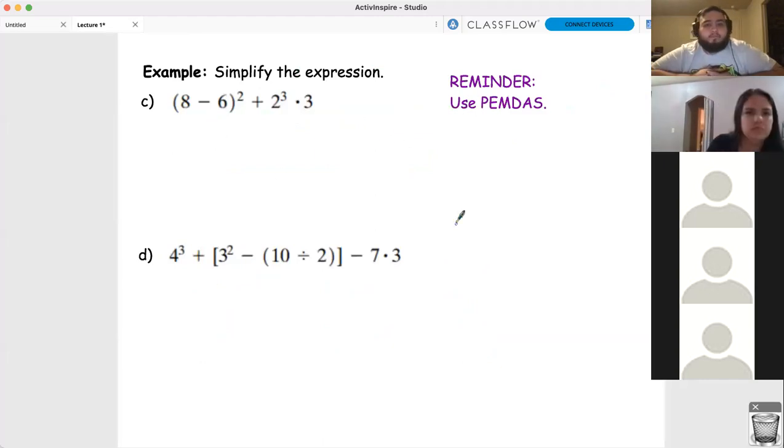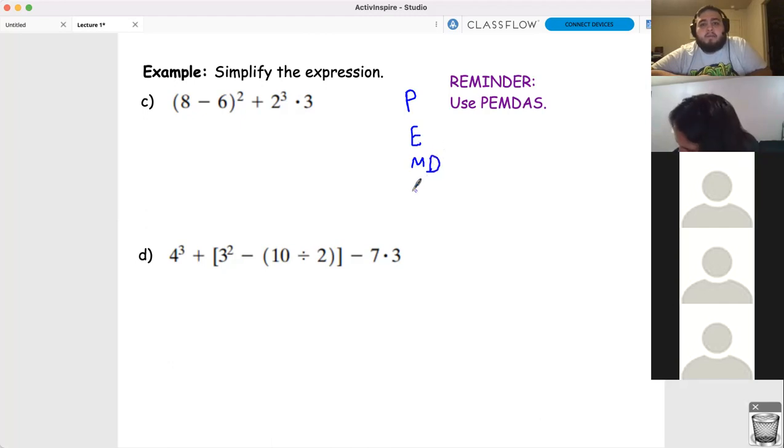Example C. It's the same direction, simplify the expression. As you see, my examples are getting more and more complicated, right? Well, hate to break it to you guys, math is complicated. So get ready to be exposed to some complicated stuff. I'm going to go ahead and write PEMDAS. Now you don't have to do this checklist with me, but it's something that I picked up since high school, and I've always been comfortable with order of operations.